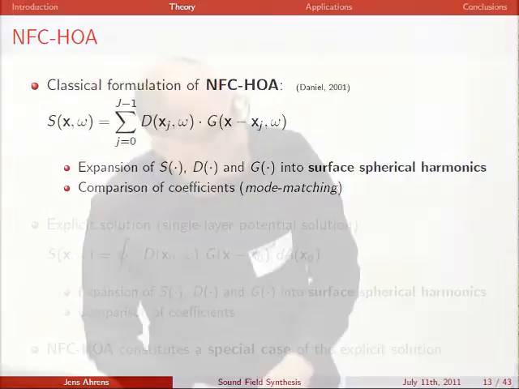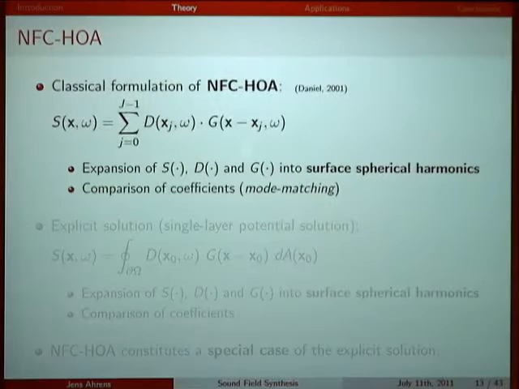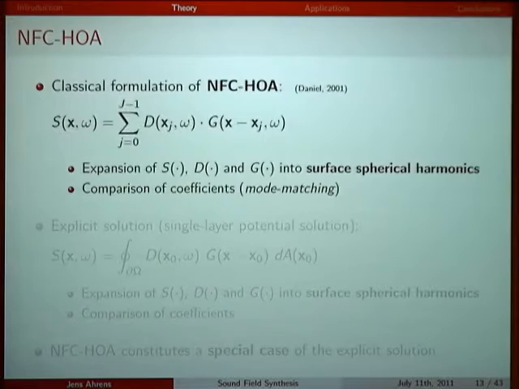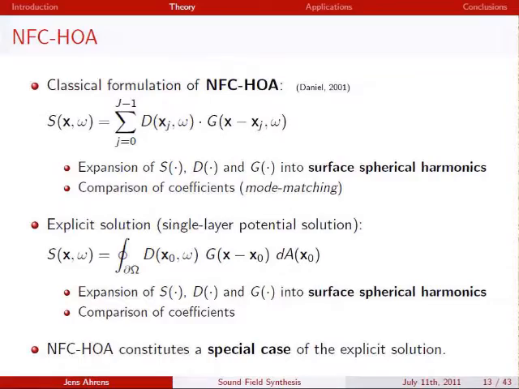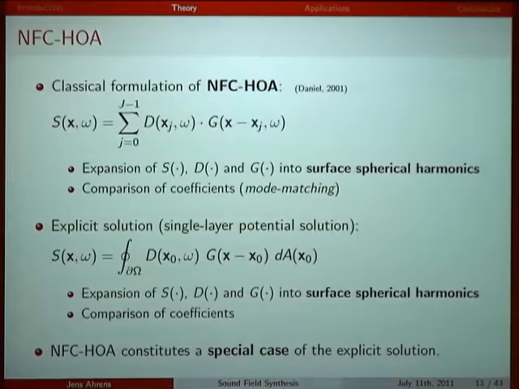If you look at the classical literature on ambisonics, you find a very similar formulation. Only in that case, they don't assume a continuous distribution of secondary sources, but a discrete setup of loudspeakers. So instead of an integral, you have a summation here over the uppercase J loudspeakers, which is then expanded into spherical harmonics, and the coefficients are compared. So if you compare this to the solution I have proposed, you see that it's exactly the same. So the first result is that ambisonics is a special case of the explicit single-layer potential solution.